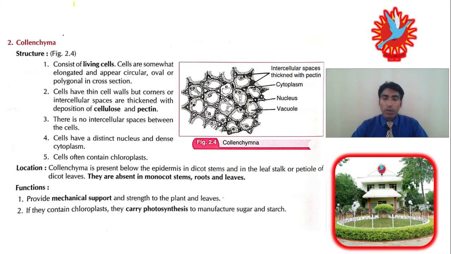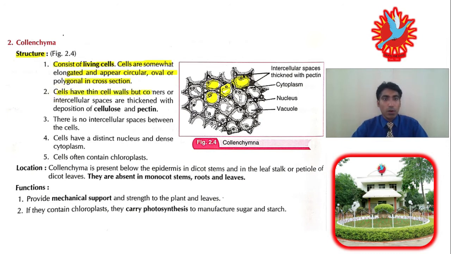collenchyma. Now we are going to discuss the collenchyma structure. Collenchyma tissue consists of living cells because they are a simple type of tissue. Cells are somewhat elongated and appear circular, oval or polygonal in a cross section. Here you can see the cells of the collenchymatous tissue. They are polygonal in shape. Okay, they have many edges or many corners, so that is why they are called polygonal cells.